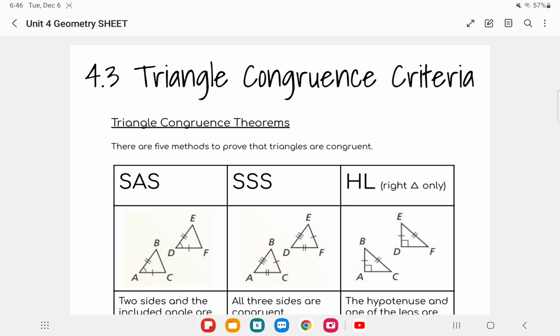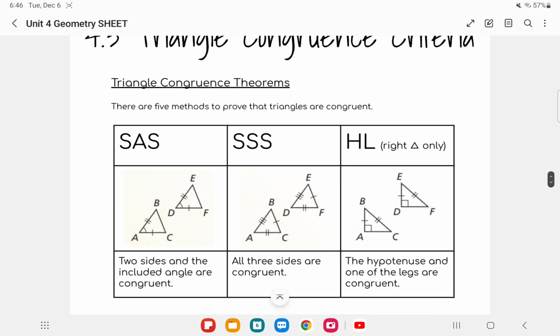And so how do we prove this? Well, if we know a certain piece of information, we can prove that it's congruent. We don't need to know all 3 sides and all 3 angles. We can actually just use 3 pieces of information. It's the combination of them that really proves it's congruent. So let's look at the first combination.